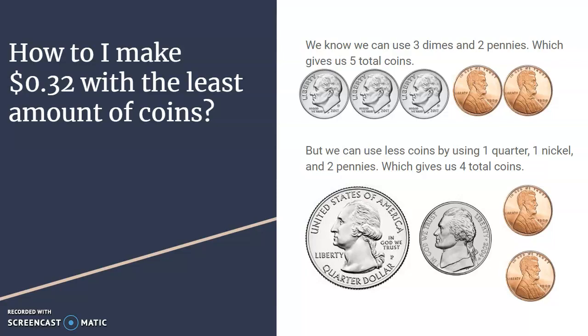Now we can use one less coin by, instead of using 3 dimes that make 30, using 1 quarter and 1 nickel. That also gives us 30 cents because we have 25 cents plus 5 more is 30 cents, and then we would still use our 2 pennies. And this way, we only use a total of 4 coins to make 32 cents instead of 5.